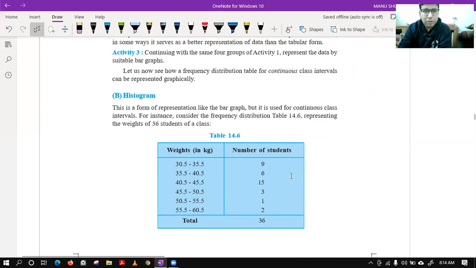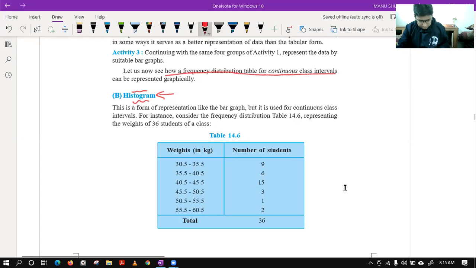Now comes the next topic, histogram. As you can see, they are asking how a frequency distribution table for continuous class intervals can be represented graphically. For that, we have the topic histogram. We have earlier also seen the topic histogram. This time we will just increase it a little bit.